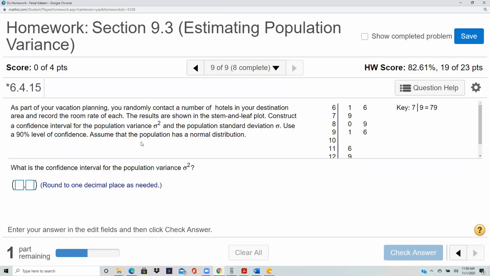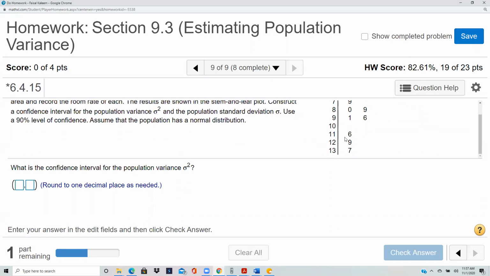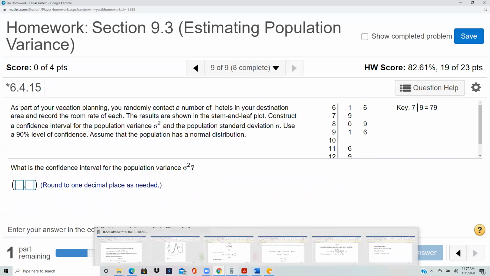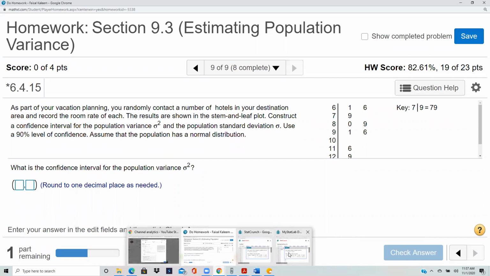Okay, so what is the confidence interval for population variance? So we have this data, and this one we will have to enter by hand in StatCrunch. So 61, 66, 79.